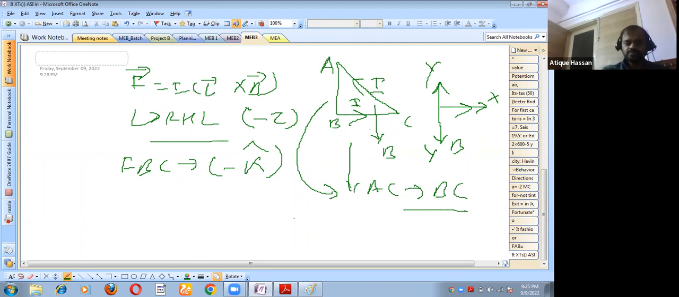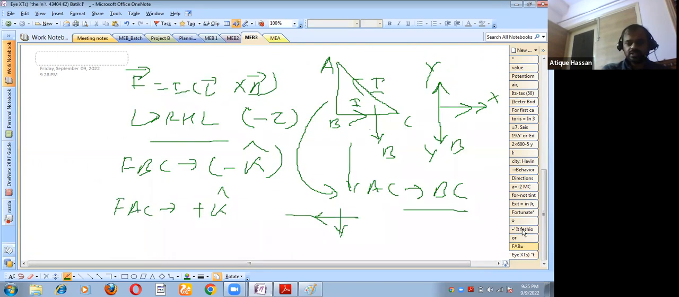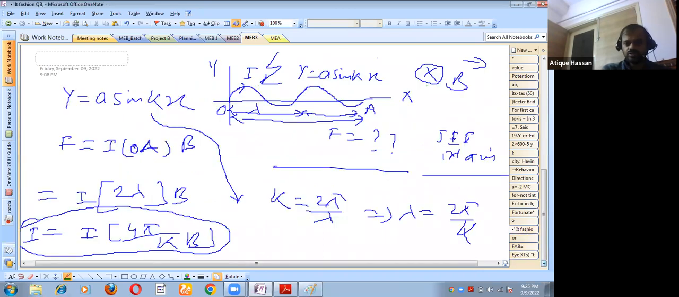If you see here, current is along this direction and magnetic field is along this direction. So if you do the cross product, it will come along plus K direction. It means force on AC will be along plus Z direction. Getting my point? So obviously, both forces must be in opposite direction, so your answer was right. Both forces must be along opposite direction.